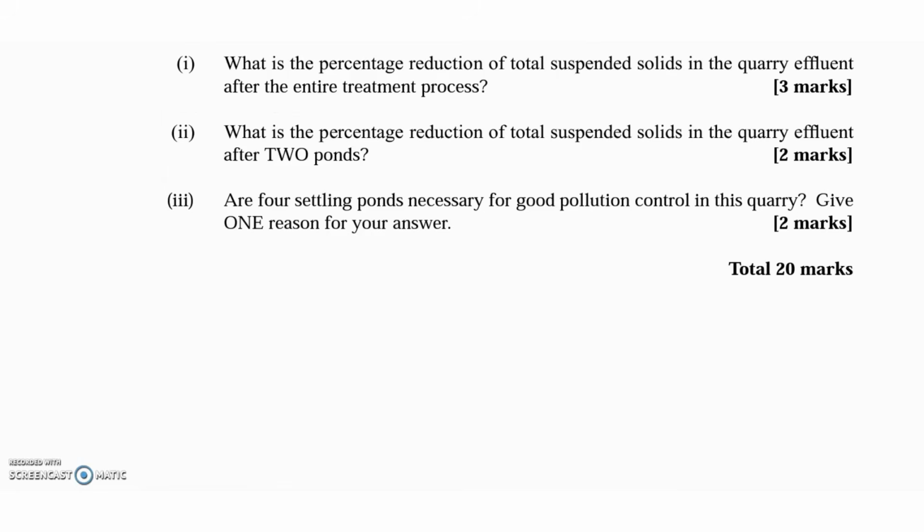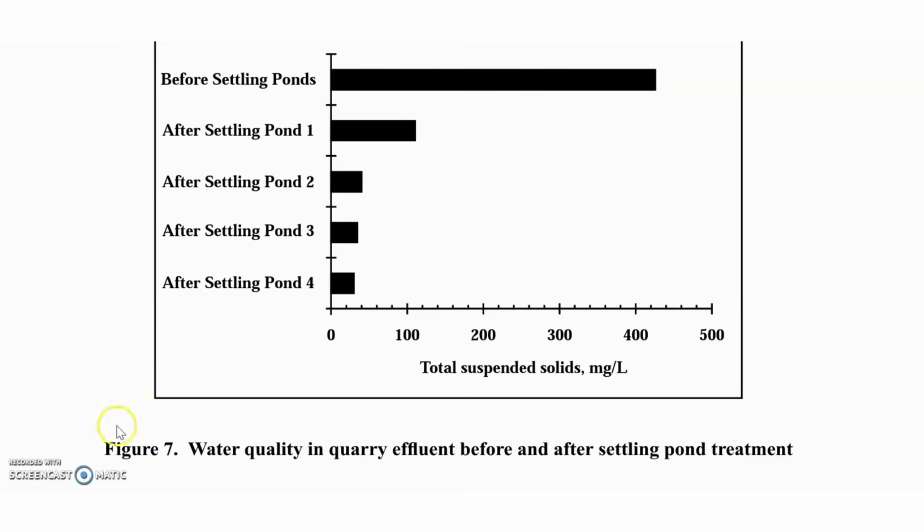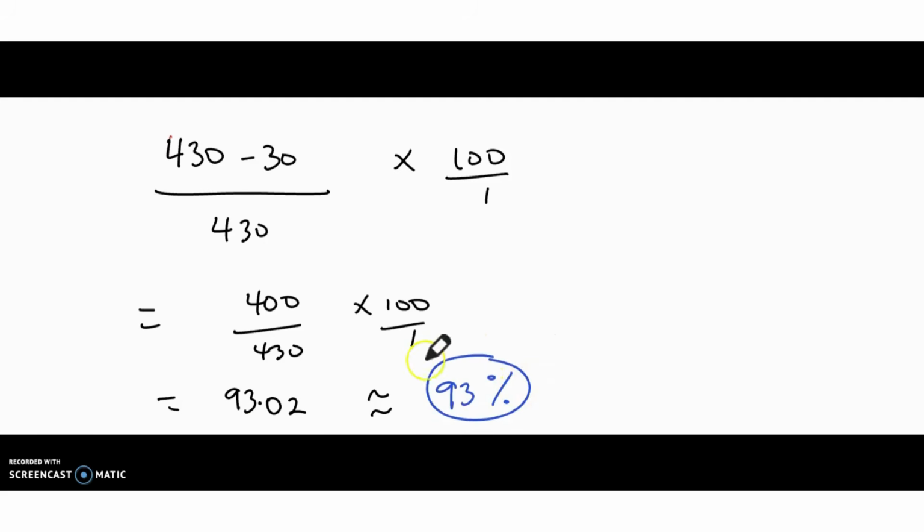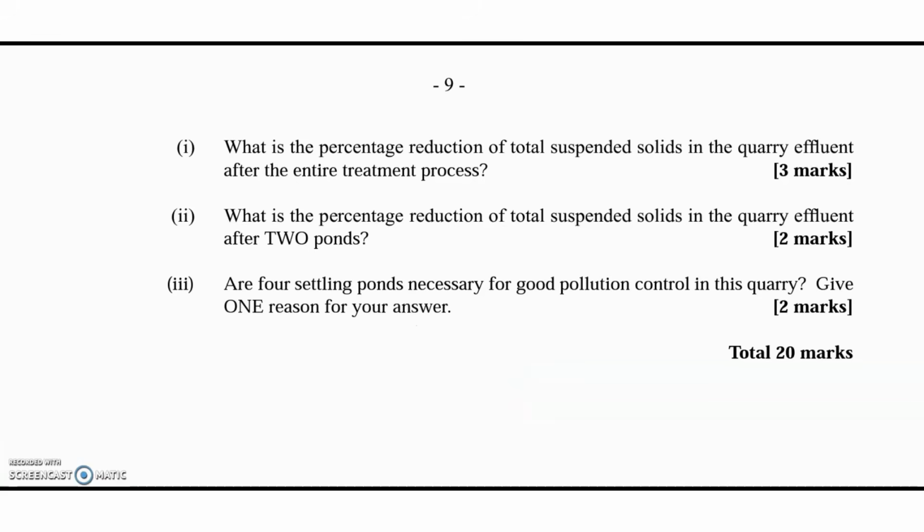Now, part 1, what is the percentage reduction of total suspended solids in the quarry effluent for the entire treatment process? Before the settling pond, if we use our ruler, it was actually 430 milligrams per liter. After settling pond 4, we came down to 30 milligrams per liter. So 430 minus 30 milligrams per liter, all over the original value of 430, multiplied by 100/1. I'll show you what that looks like. The calculation amounts to an approximately 93% reduction. That is a very significant reduction.